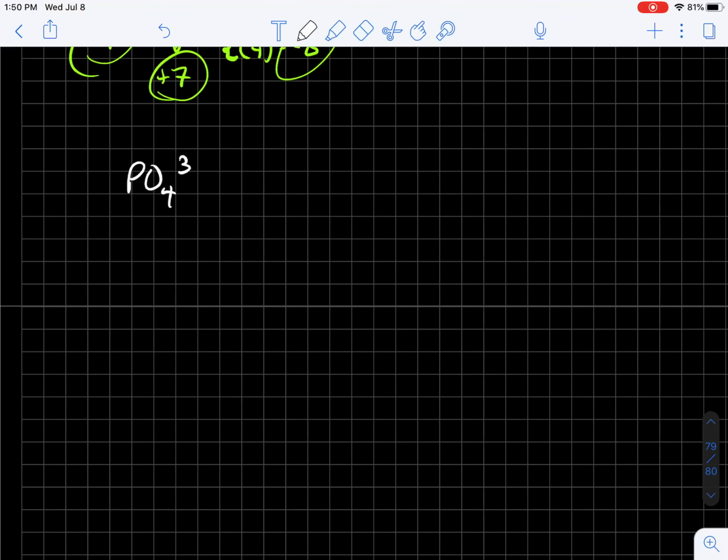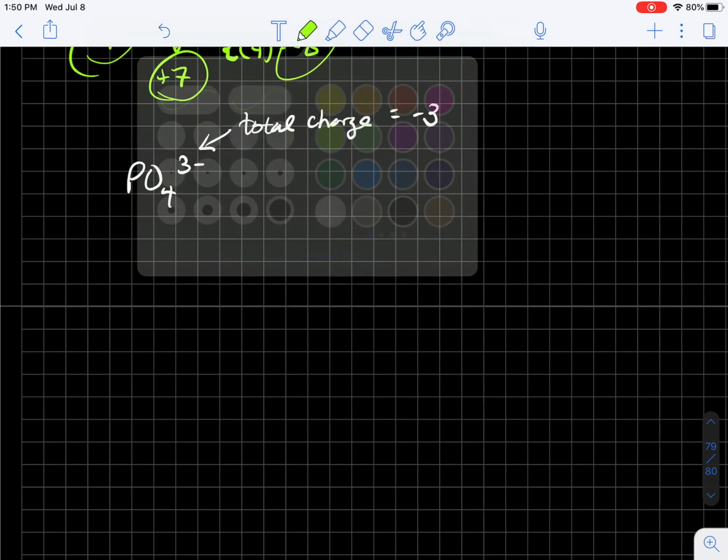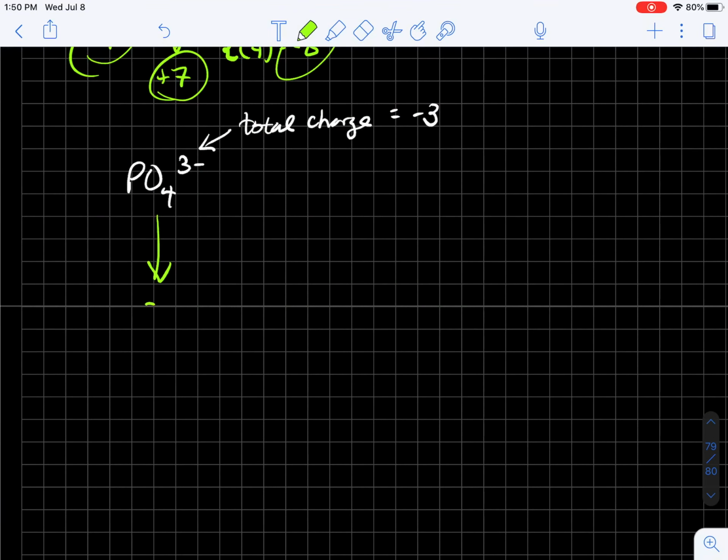The thing in the middle, just use a little bit of mental algebra. The last one, if you have a polyatomic ion, okay. If you have a molecule, then all the charges add up to be 0. However, in a polyatomic ion, this is my total charge. So the total charge is not equal to 0. The total charge is equal to -3.